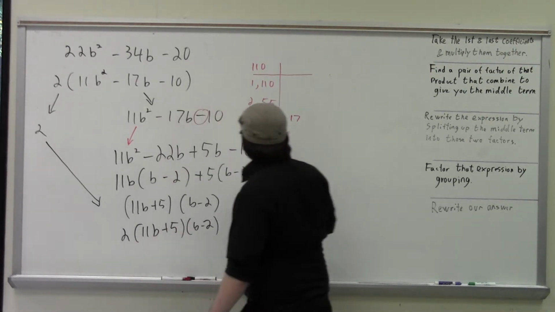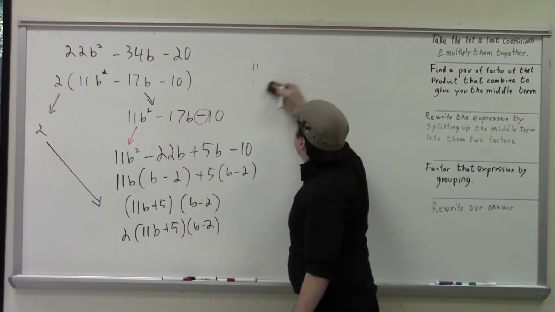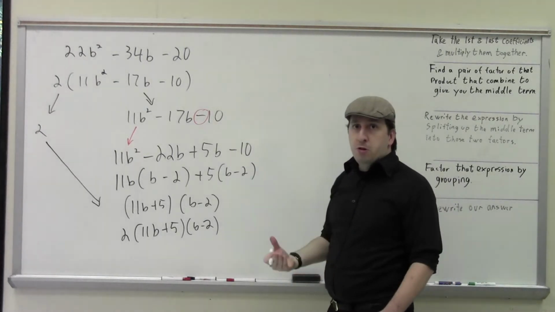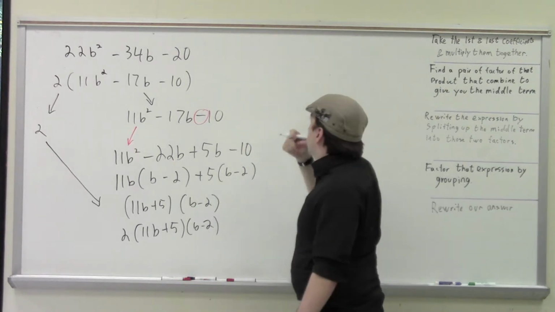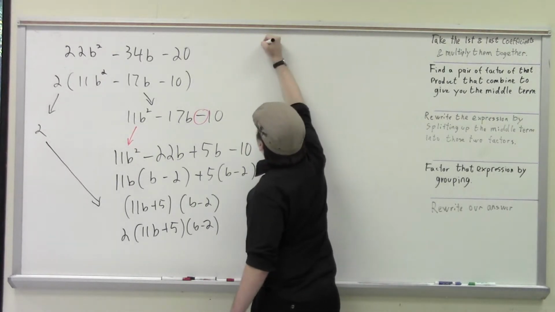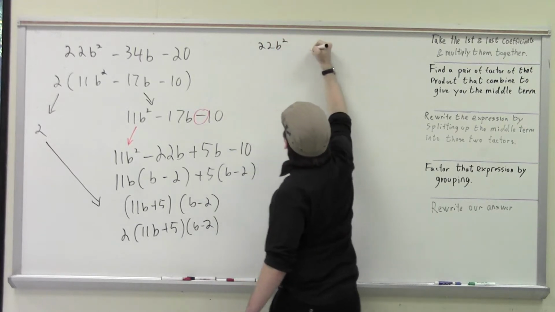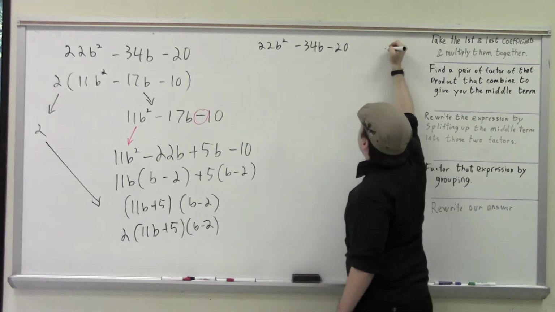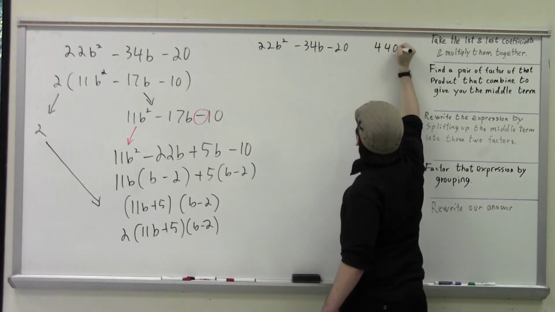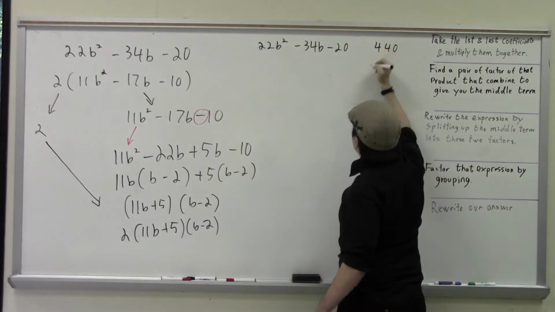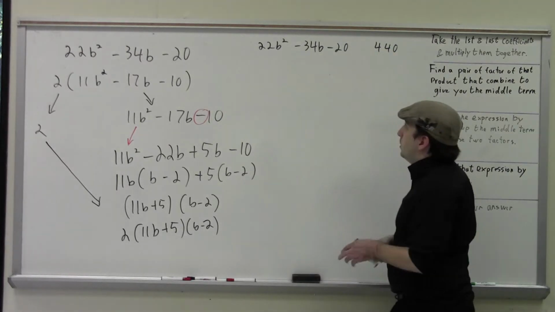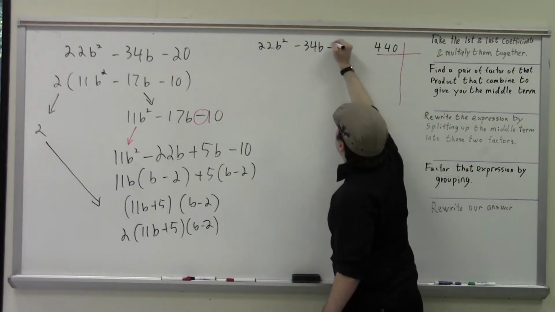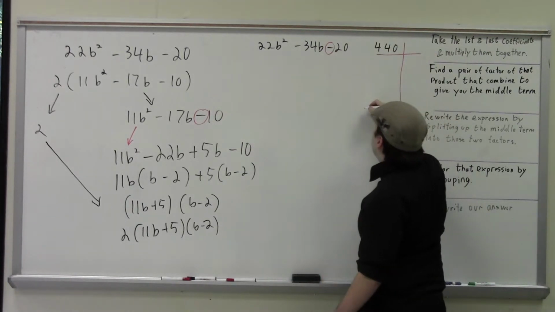Now, let's look at what happens if we don't factor out that GCF and we just proceed with our factorization technique. So I would start off by multiplying 2 and 20 together, which would give me 440. And I'm looking for a pair of factors that are going to combine and give me 34. And again, we're subtracting. That hasn't changed.